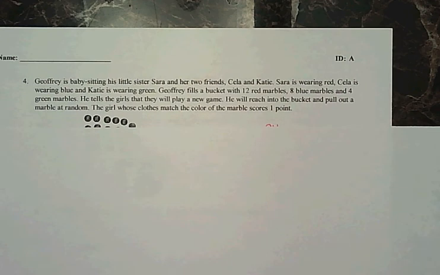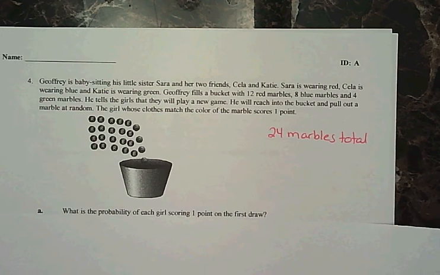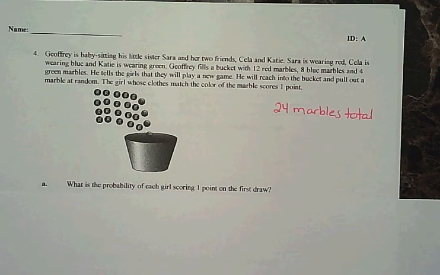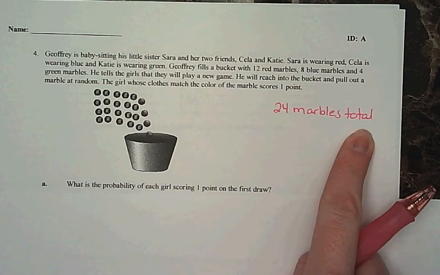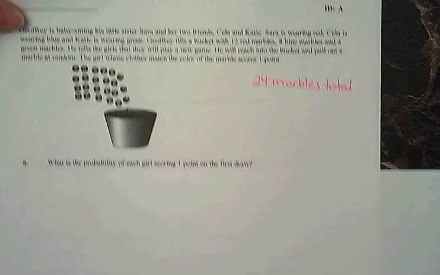Number 4 says Jeffrey is babysitting his little sister Sarah and her 2 friends, Seela and Katie. Sarah is wearing red, Seela is wearing blue, and Katie is wearing green. Jeffrey fills a bucket with 12 red marbles, 8 blue marbles, and 4 green marbles. He tells the girls that they will play a new game. He will reach into the bucket and pull out a marble at random. The girls whose clothes match the color of the marble scores 1 point. So remember, there's 24 marbles in all. What is the probability of each girl scoring 1 point on the first draw?